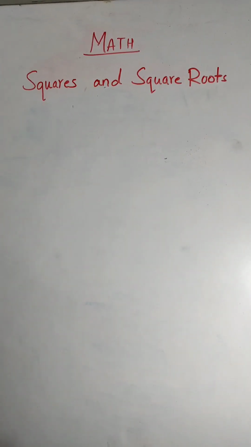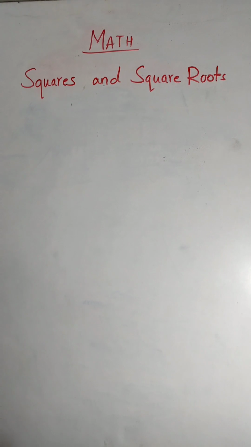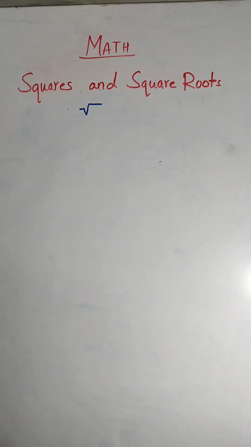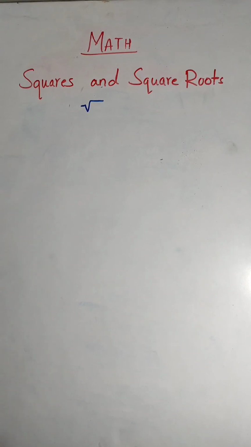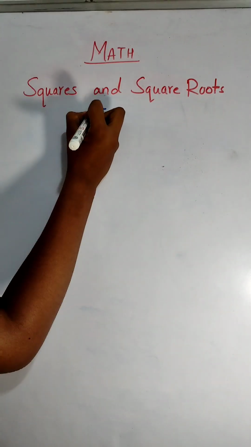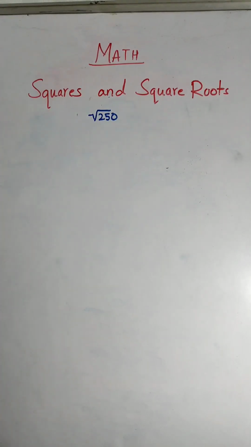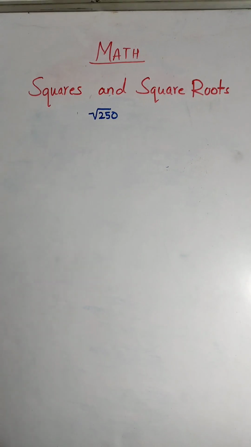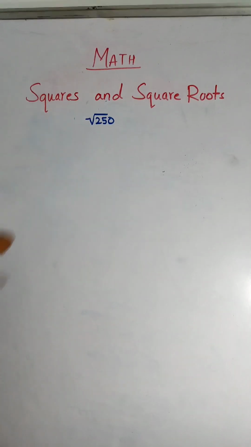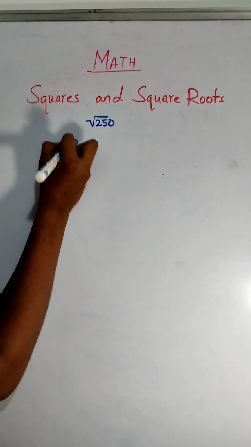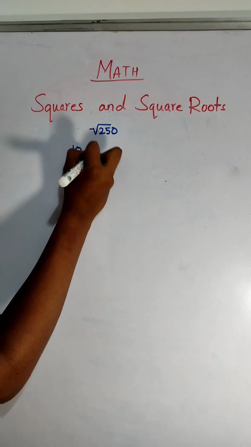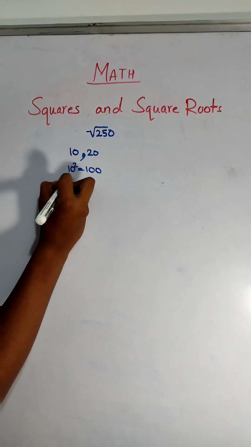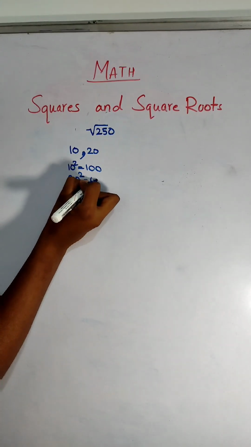To simplify the understanding of this, let's take for example that we need to find the estimated or approximate square root of the number 250. So if the number is 250, then we know that the root of this number falls in between 10 and 20. We know it because 10 square is 100 and 20 square is 400.